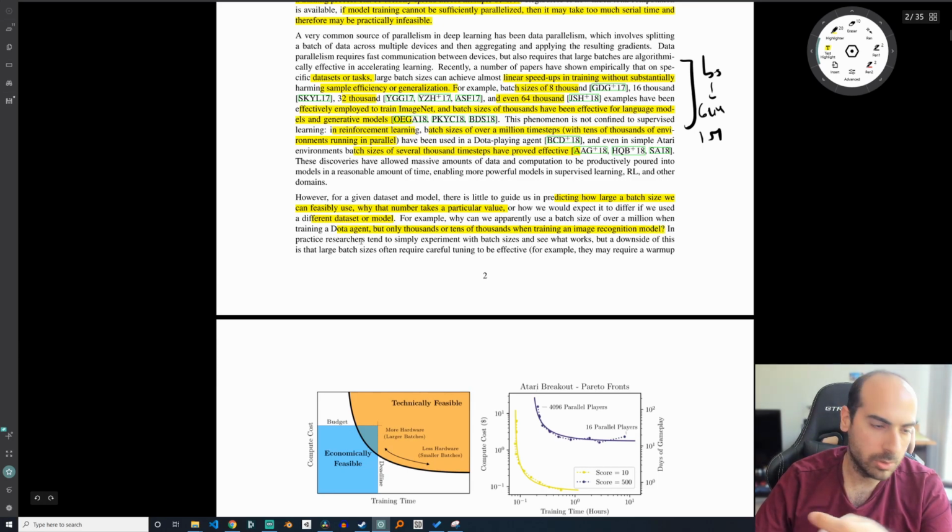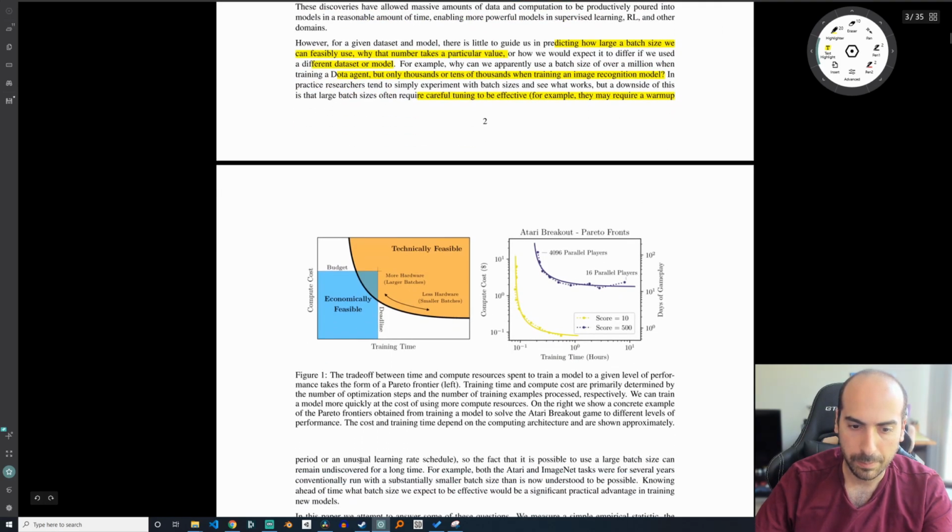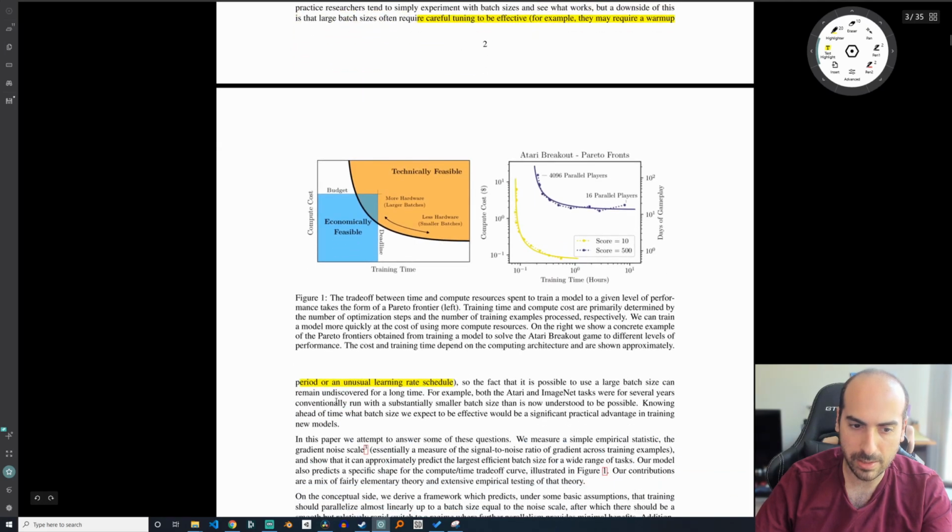In practice, researchers typically experiment with these, but the downside of this is that large batch sizes often require careful tuning to be effective. For example, they may require a warm-up period or an unusual learning schedule. So the fact that it's possible to use a large batch size can remain undiscovered for a long time, where for several years, conventional was substantially smaller.